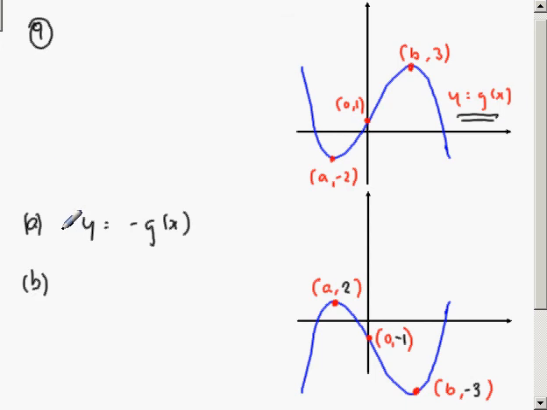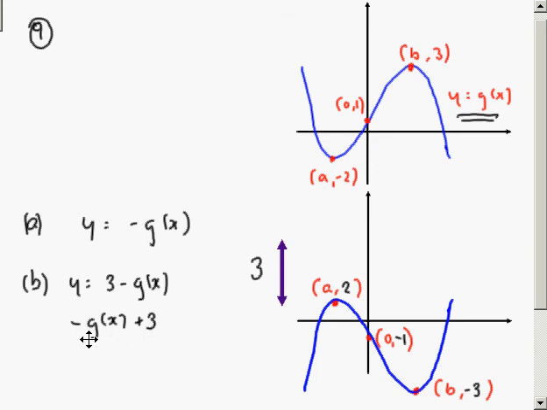Part B. On the same diagram, sketch the graph of y equals 3 minus g of x. 3 minus g of x we can think of as minus g of x plus 3. That perhaps makes it a little bit more simple to think about how we approach drawing this curve. We already have the curve for minus g of x. So for minus g of x plus 3, it's simply going to be a vertical shift upwards by 3 units. So that will be our curve for minus g of x plus 3.